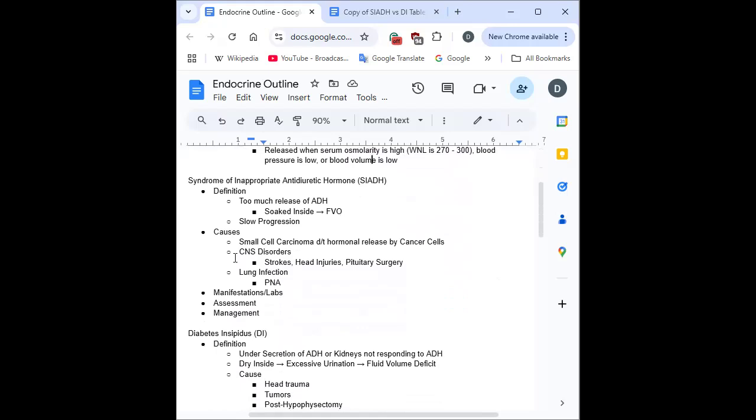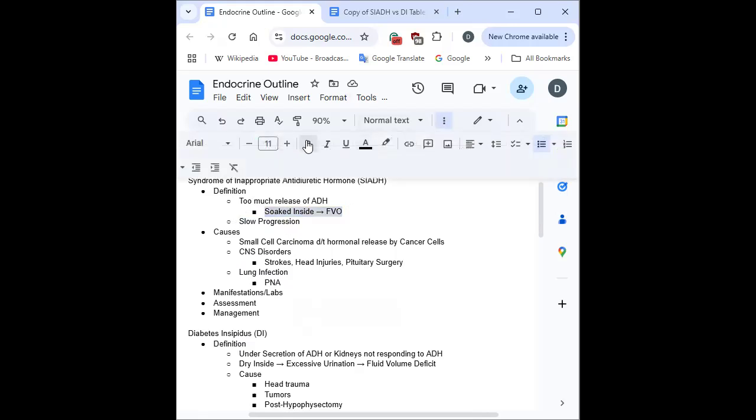So when it comes to your conditions, you have the syndrome of inappropriate antidiuretic hormone, SIADH, and the easiest way to remember this is with SI for soaked inside, meaning that it's related to fluid volume overload. So again, this is too much release of ADH. If your ADH's entire purpose is to retain water, that's exactly what your body's doing. It's retaining a whole bunch of water. If you're retaining water, that's where your fluid volume overload is going to come from. It is a slow progression, but the key concept here is going to be this right here.